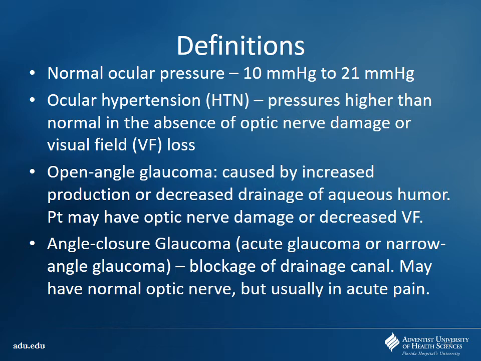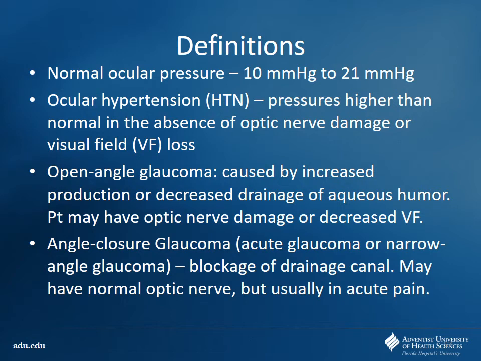So normal ocular pressure, say anywhere between 10 millimeters of mercury to 21. And anything higher, this would be considered to be ocular hypertension, as long as you're not having any visual field loss or nerve damage. Again, we said the open angle glaucoma is typically going to be either due to a blockage of the meshwork, preventing humor outflow, or it's going to be due to this increased production. Angle closure glaucoma, or that closed angle glaucoma, is typically due to an actual blockage of the drainage canal. And I'll show you a picture of that in just a second.